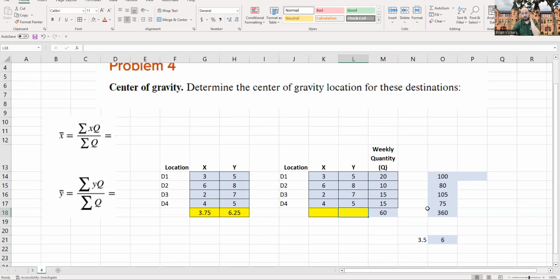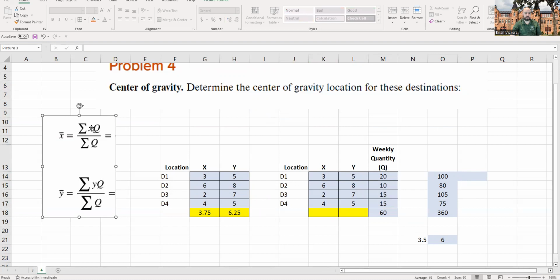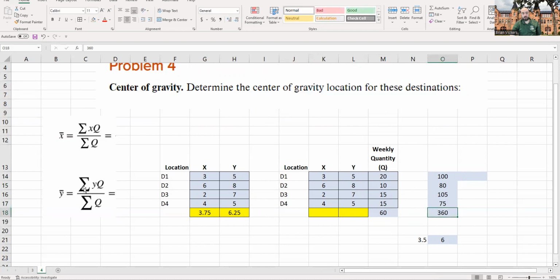But let's do it on Excel as well. So if you're solving it for a quiz, take the sum product, the weighted average, and then divide it by the sum of your quantities. Okay, so that's what this is saying: the sum of your x times quantity, which is 210, and 360 on the y's, the sum of your y times quantities, divided by the sum of your quantities, which was 60. 360 divided by 60 was 6. Okay, that part's done. Solved by hand.